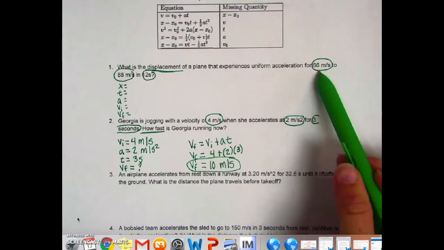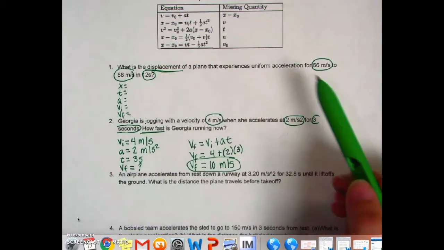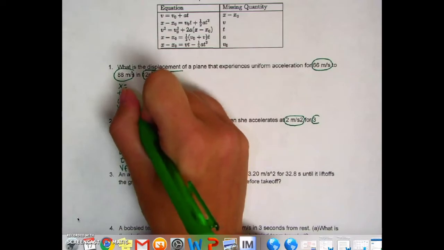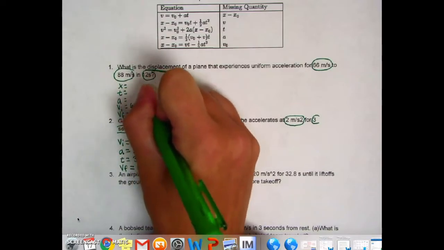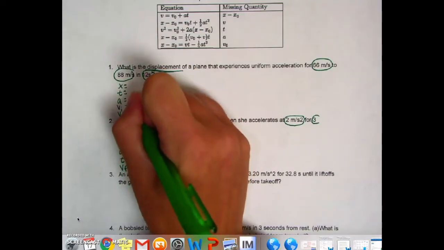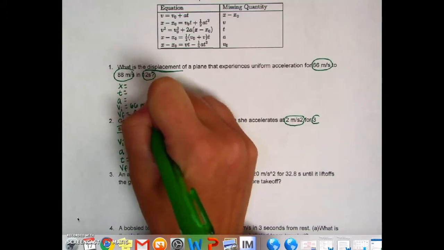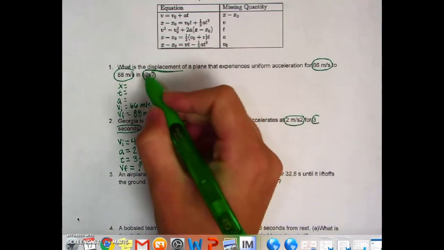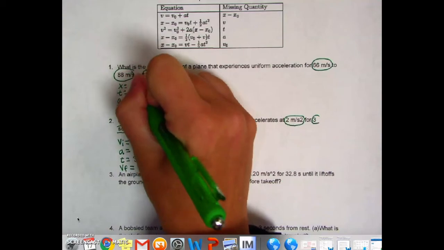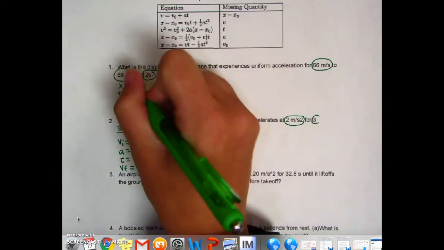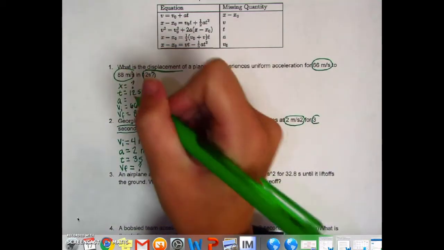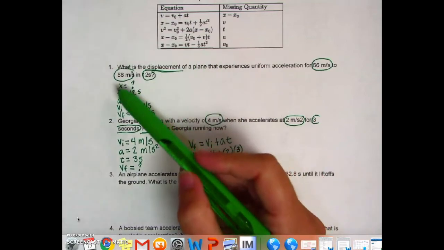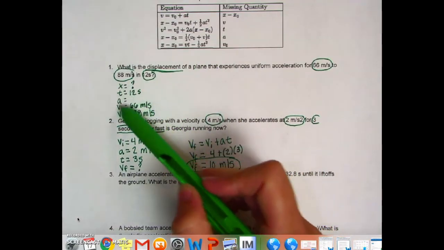And since we're going from this velocity to this velocity, we know our 66 is going to have to be our initial velocity. Our final velocity is going to be our 88, because remember we're going from 66 to 88. Our time will be 12 seconds, and we're looking for displacement.